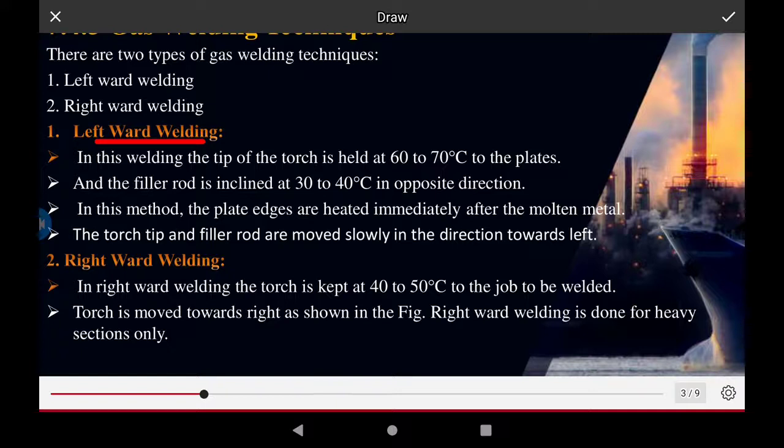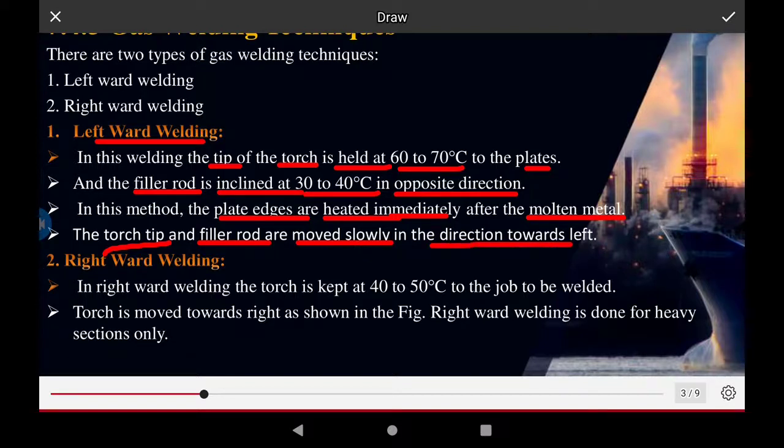In this welding, the tip of the torch is held at 60 to 70 degrees to the plate, and the filler rod is inclined at 30 to 40 degrees in the opposite direction. In this method, the plate is heated immediately ahead of the molten metal. The torch tip and filler rod are moved slowly in the direction toward the left.